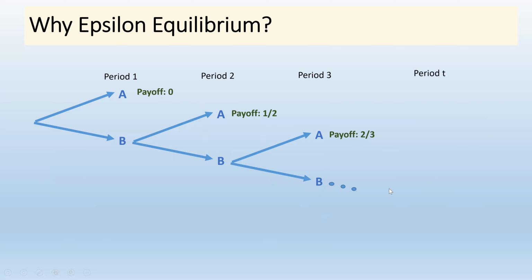Generally speaking, if you choose A at period T, then your payoff is 1 minus 1 over T. But if you choose B forever, then you get a payoff of 0. So of course you can get as close to 1 as you wish. You just choose B for a long enough number of times, and then you choose A. So you can approximate the payoff of 1 as closely as you wish, but there is no strategy that gives you exactly 1. So there is nothing that is an exact equilibrium, even for the player with himself.